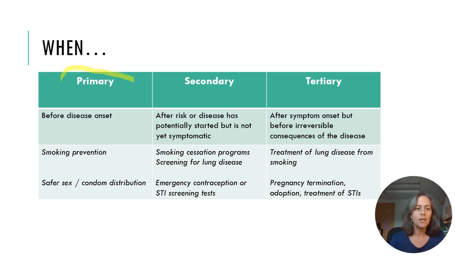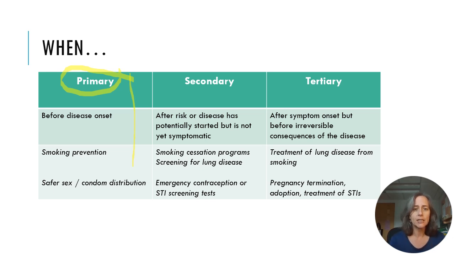So primary here, so we're going to kind of go down this column, is before the disease onset. So if we're talking about lung cancer and heart disease and other things that smoking contributes to, then we're going to talk about preventing people from smoking in the first place. So this is primary prevention. We're going to make sure that they don't get on that path to poor health. Or if we're talking about STIs or other health conditions that you can get from unprotected sex, we're going to talk about safer sex and making sure that people are using condoms. So primary, you can think of it as it's preventative, right? So it's often called primary prevention.